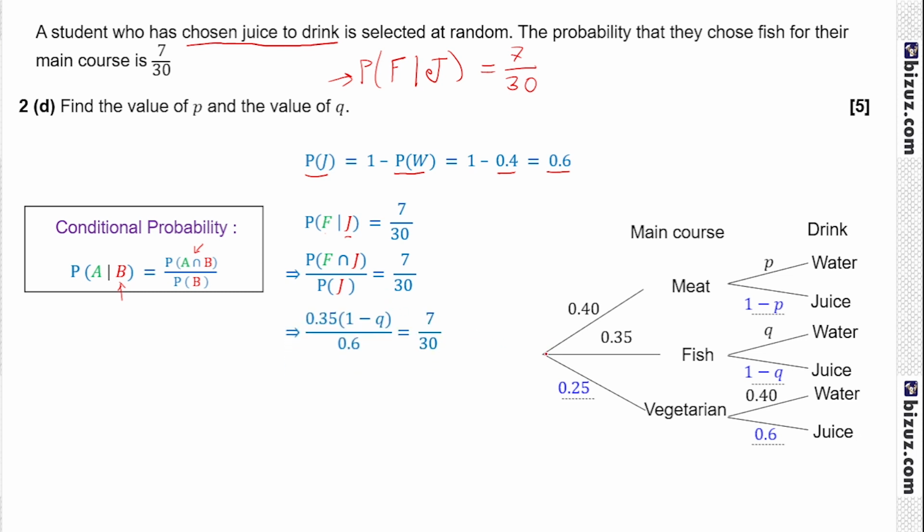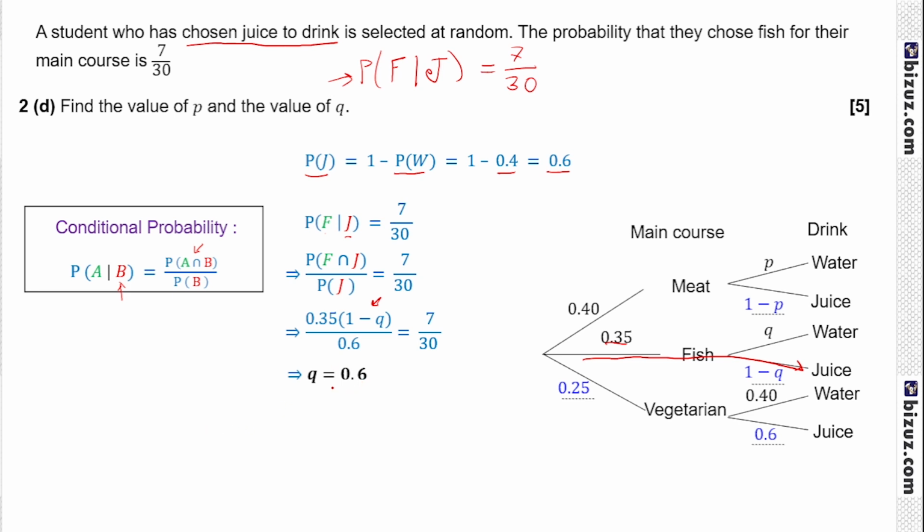Now, the probability of F and J happening, well, we need to do what we have done so far. Just go through this path, so just multiply through these two probabilities. So the probability of F intersection J is 0.35 multiplied by 1 minus Q. So that's that right there in the numerator, divided by, we already found the probability of J, that's equal to 0.6. And so this is going to be equal to 7 by 30. We have an algebraic equation with only one unknown, so we can easily solve for Q, and it turns out to be 0.6.